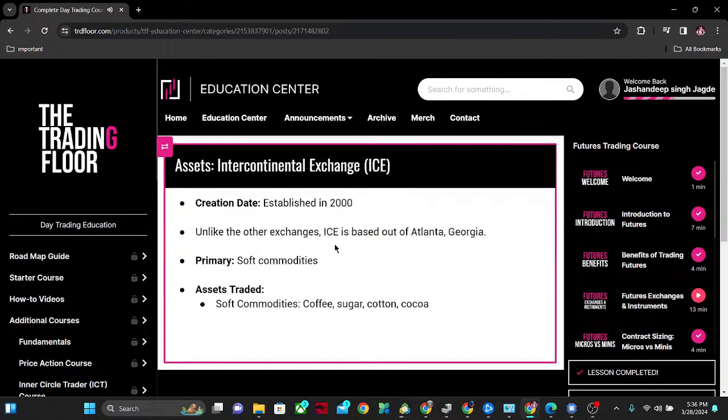Let's look at the Intercontinental Exchange. Established in 2000, ICE has emerged as a notable player in the realm of commodities futures trading. Unlike the other exchanges, ICE is based out of Atlanta, Georgia. It provides a wide spectrum of contracts focused on soft commodities like coffee, sugar, cotton, and cocoa.